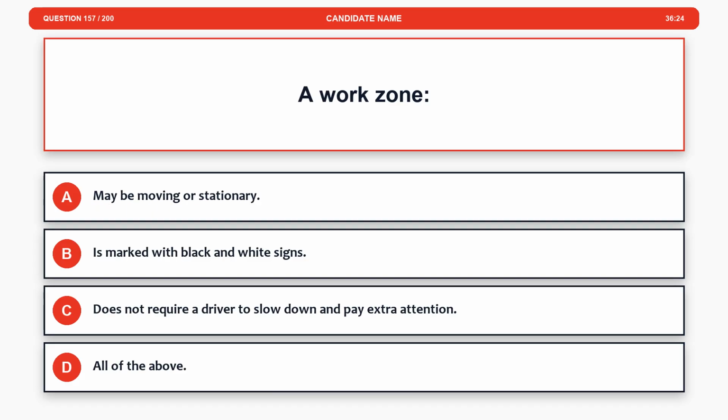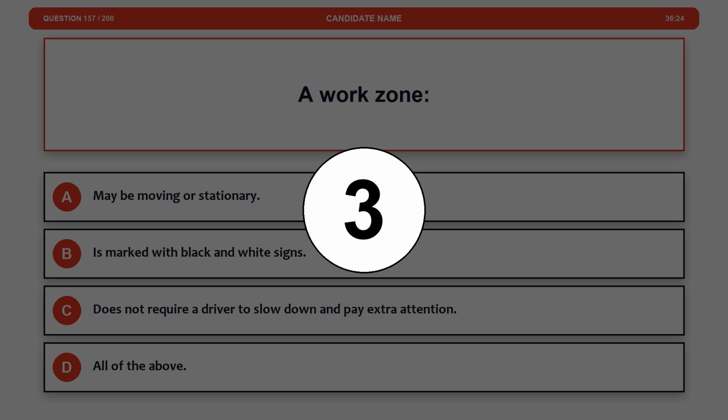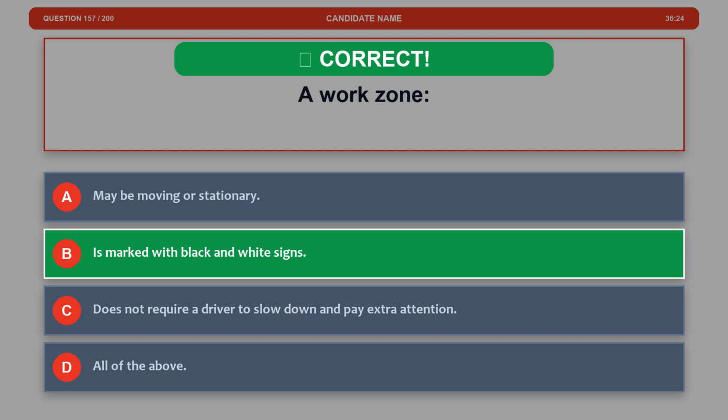Question 157. A work zone. Option A may be moving or stationary. Option B is marked with black and white signs. Option C does not require a driver to slow down and pay extra attention. Option D, all of the above. The correct answer is option B, is marked with black and white signs.